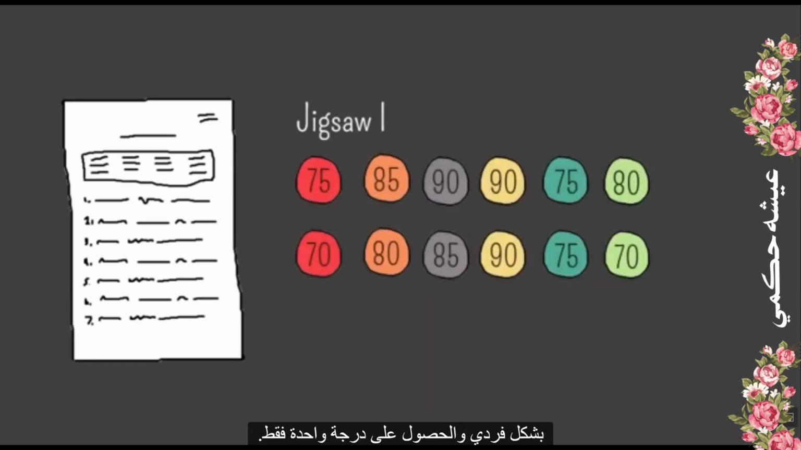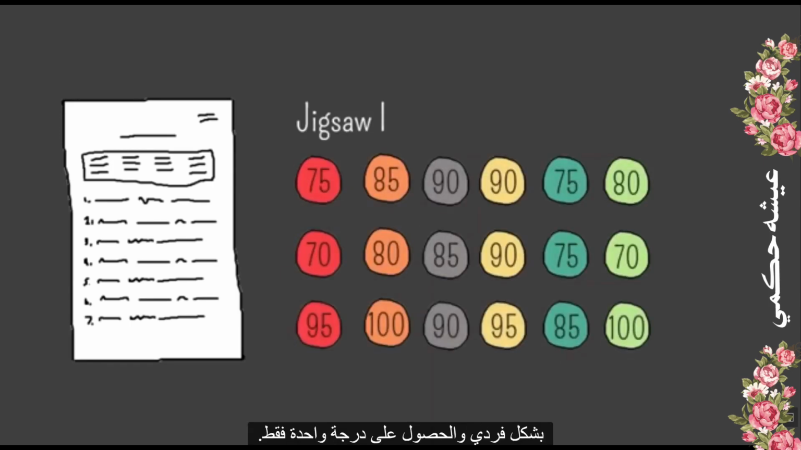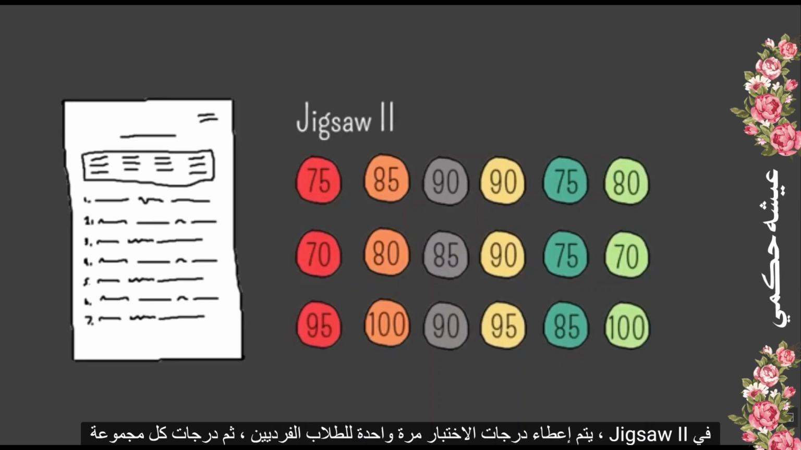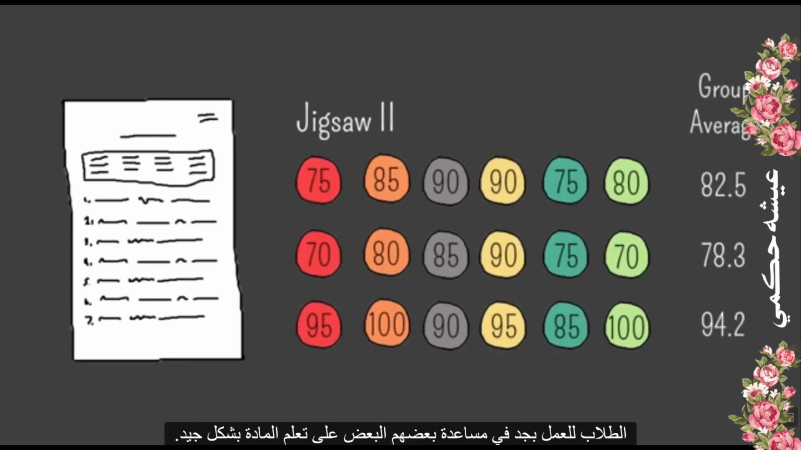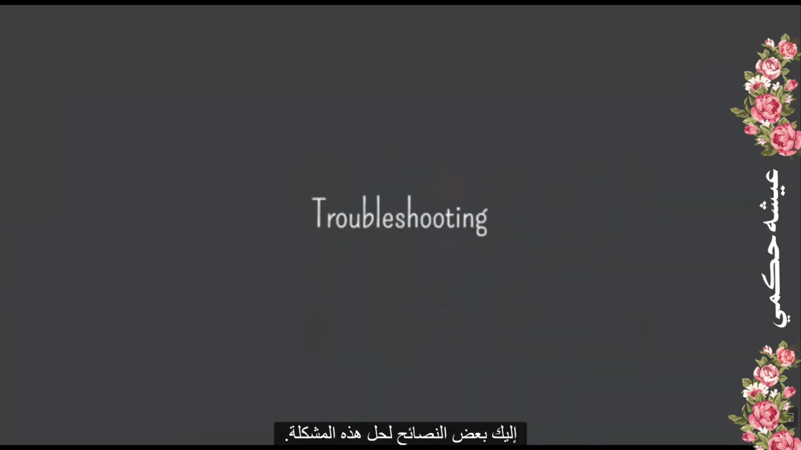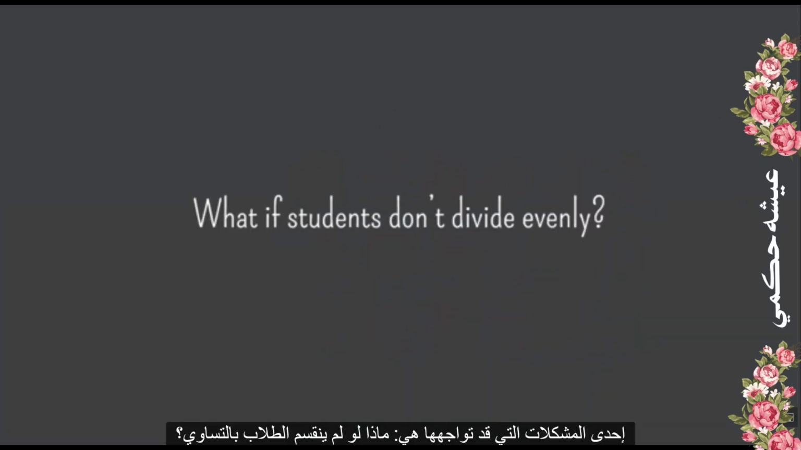In Jigsaw 1, students are assessed individually and receive just one score. In Jigsaw 2, quiz scores are given once to individual students, then each group's scores are averaged to generate a group score. This builds in competition between groups and encourages students to work harder at helping each other learn the material well. Here are a few tips for troubleshooting this strategy.